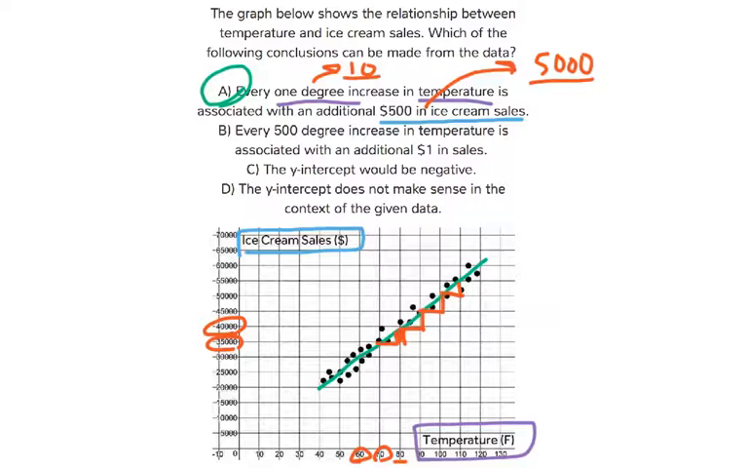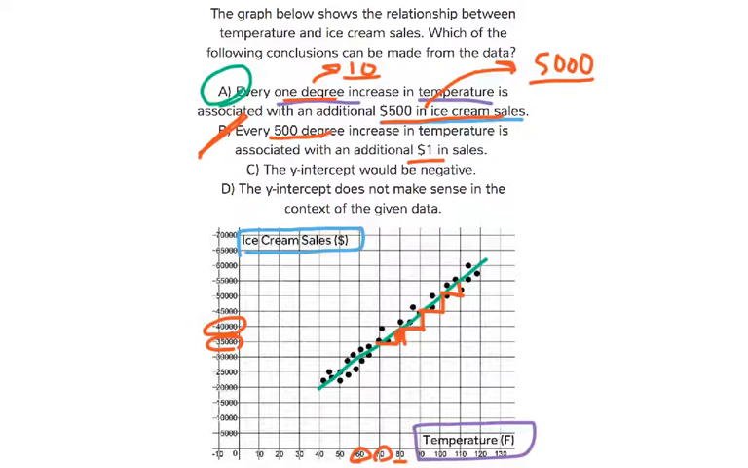Option B says that every 500 degree increase in temperature is associated with $1 in sales. That's a little bit backwards because again we're looking at temperature on the x-axis and ice cream sales on the y-axis. And we know that if we increased by 1 degree, it would have led to a $500 increase in ice cream sales. So if we're increasing even more by 500 degrees, it would be way more than just $1. So option B is not correct.